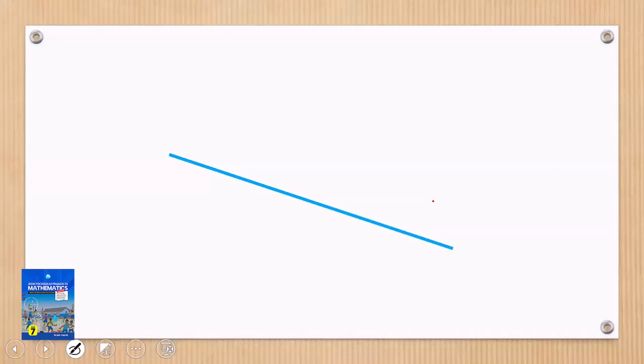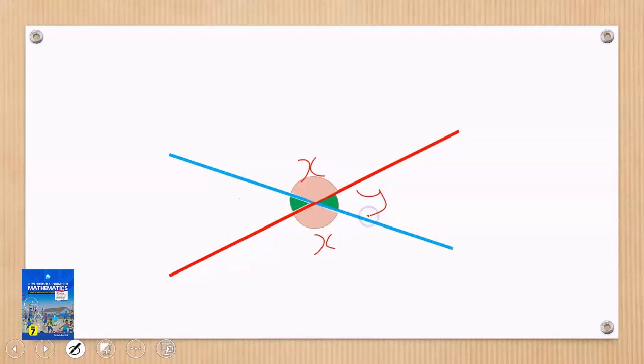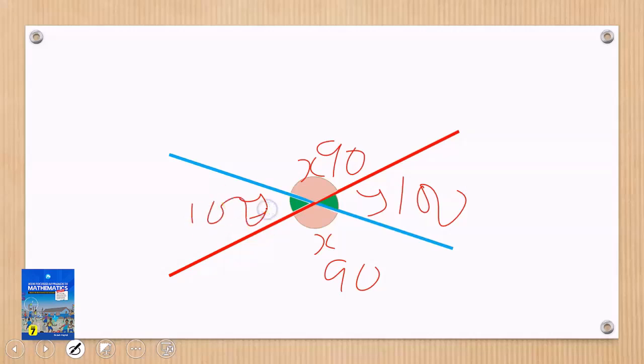When I have a straight line, and I have another straight line crossing, we'll see four angles created here. This is one angle and its opposite, another angle and its opposite. According to this theorem, the opposite angles are always equal. So if this angle is x, this also will be x. And if this angle is y, this angle will be y. If this angle is 90 degrees, this will be 90 degrees. And if this is 100 degrees, this will be 100 degrees. That is what we are trying to say in this particular theorem.